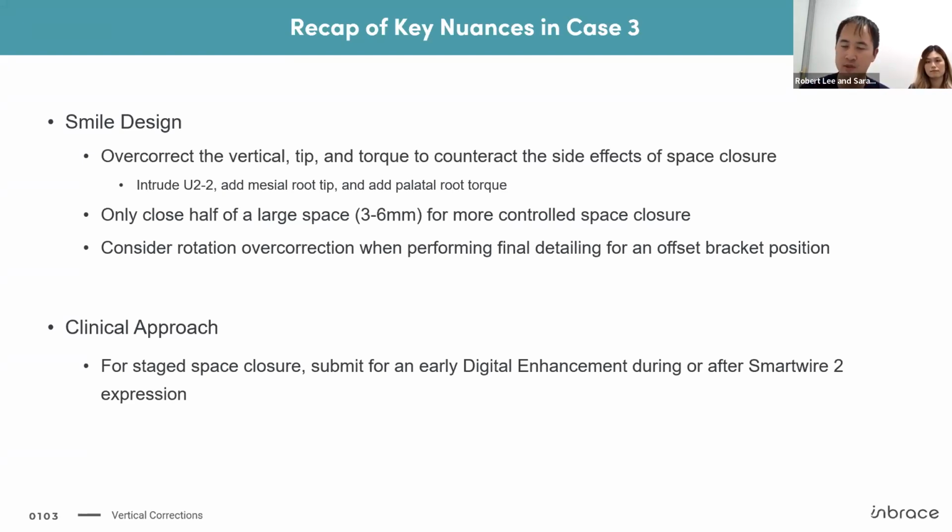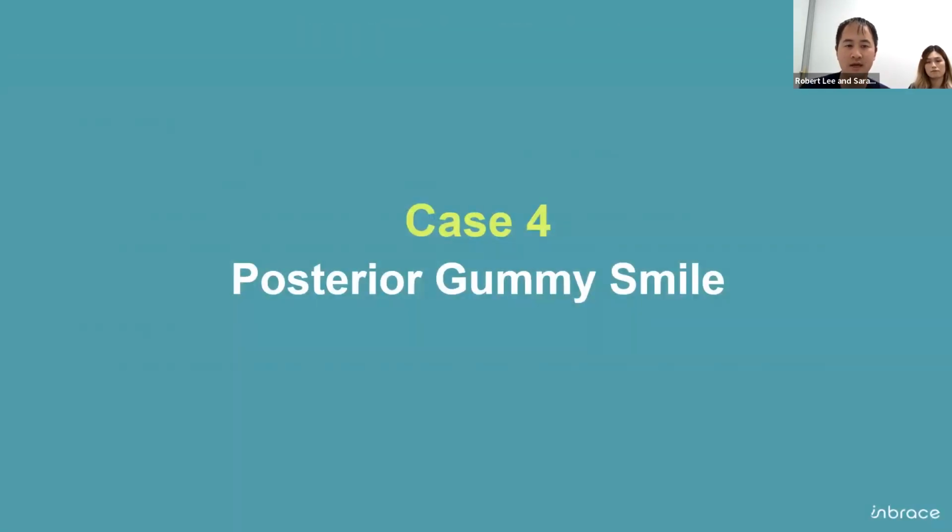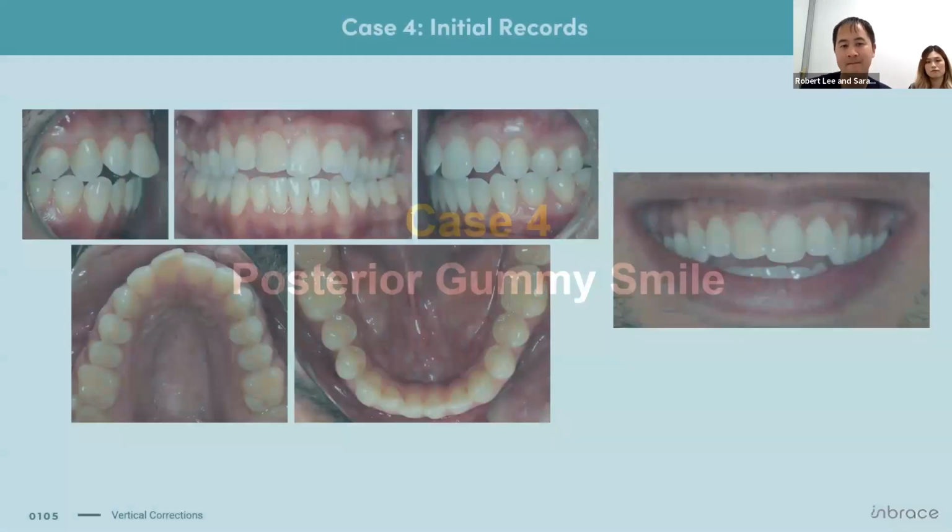If it's an upper diastema, you just have to do an upper only DE during or after smart wire 2 expression. Okay, last case in the last few minutes is one on a posterior gummy smile case.